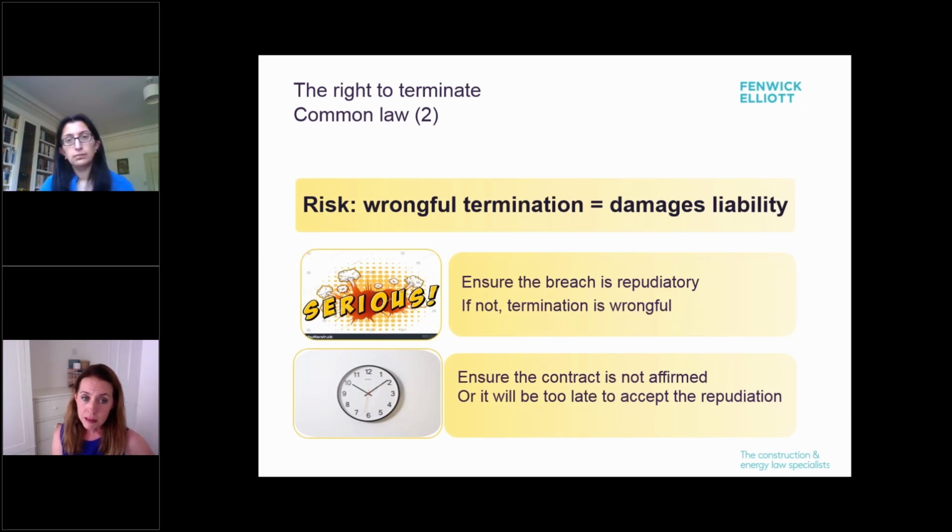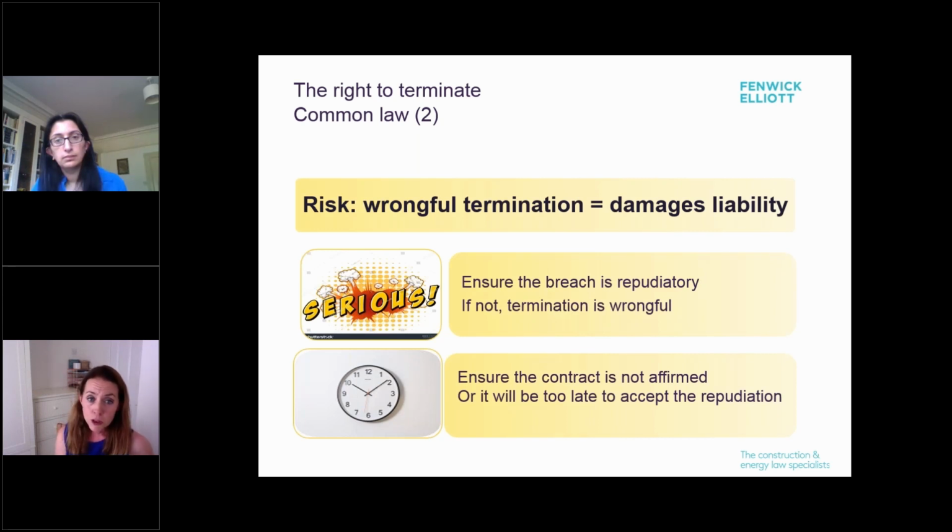The second thing to get right is the timing. The right to terminate, once it's arisen, does not run on indefinitely. If the injured party acts in a way that is consistent with enforcing the contract, for example, by letting it run on for a year or more, or by implementing the provisions of the contract and acting as if the contract was still in place, then its behaviour will have affirmed the contract and its conduct will have demonstrated a choice to continue and not to terminate.